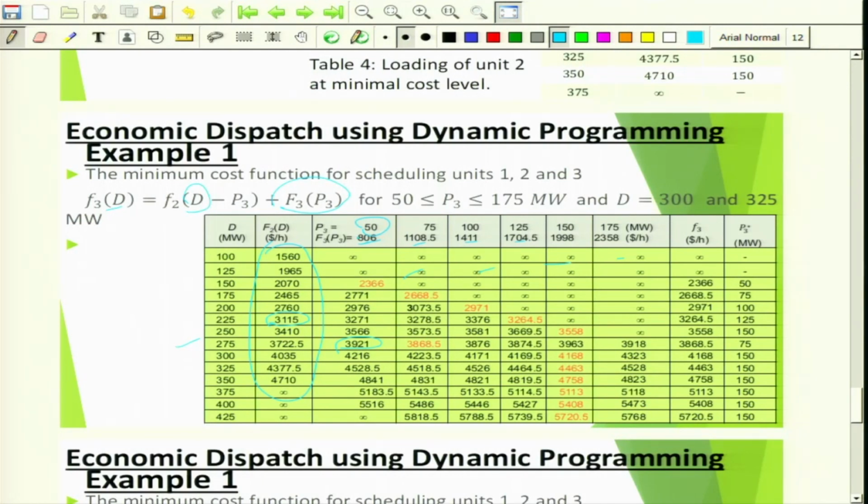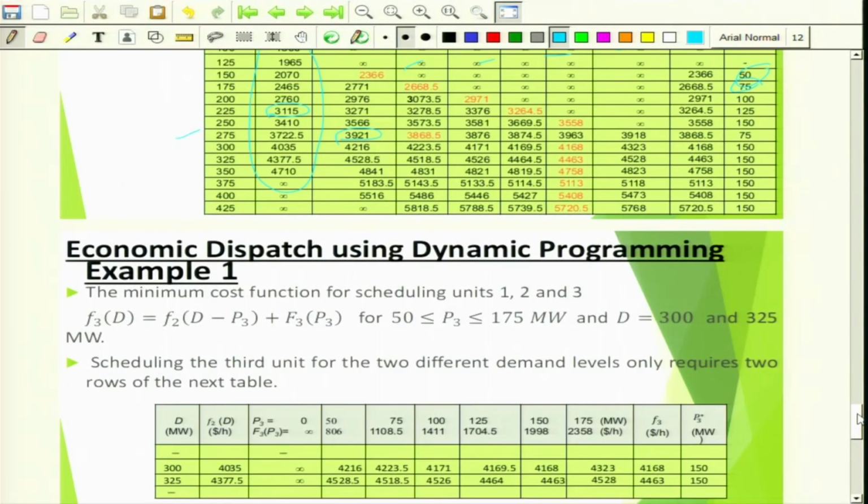Generation is increased from 50 megawatt to 175 megawatt. You have to kindly note this point, because each generator has its own limits. That limit you are obtaining is because of the demand, which is fixed within the range of 300 to 325, right? Now you get the best combination of generation from generator 3 at this stage, right?